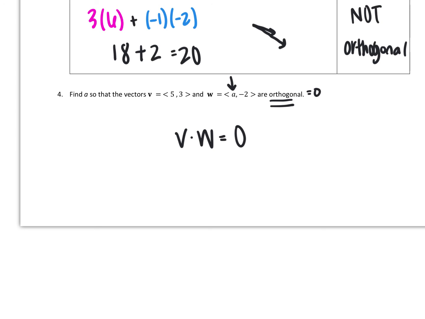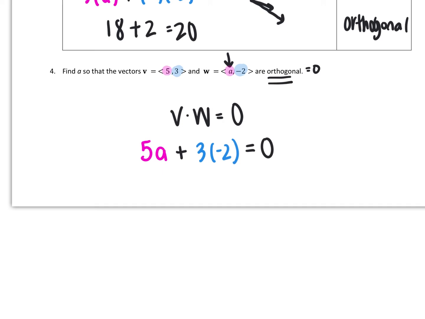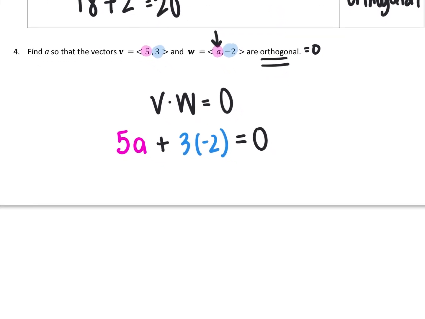Remember, when you're finding the dot product, you take the first number and multiply it by the other first number. So in this case, we would have 5 times a. We would add it with the second times the second. So 3 times negative 2. In order for those to be orthogonal, we know that the sum of those two should equal 0. Now we've got ourselves a nice equation where we can find out what a needs to be so that that dot product equals 0. We'd have 5a, 3 times negative 2 is negative 6, equals 0, and simply solve to find a.